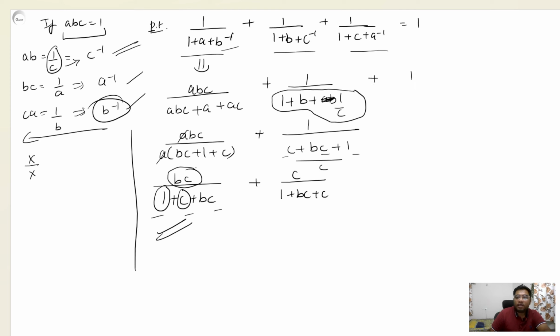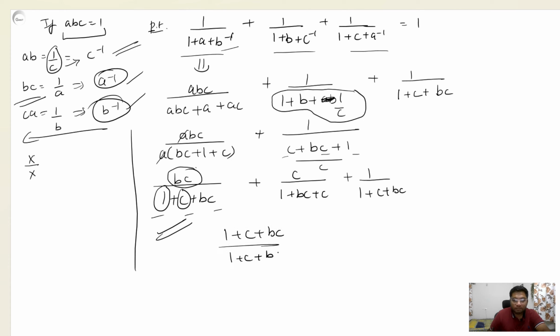The third one, I don't even need to do anything. There is 1, there is C already present. What do we need? BC. And guess what? A to the power minus 1 is BC. So I'm just going to replace it with BC. So eventually, my third fraction became 1 plus C plus BC. Now, if you look, I have the same numerator and the same denominator, which means that this whole thing is equal to 1.